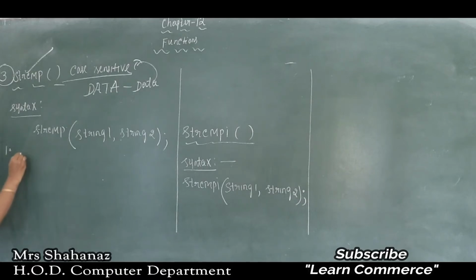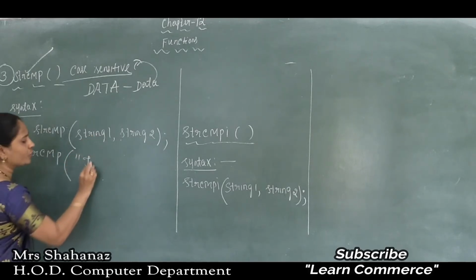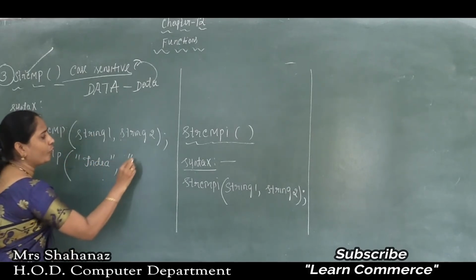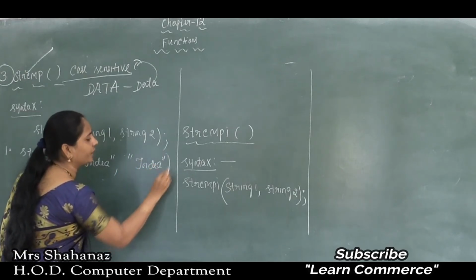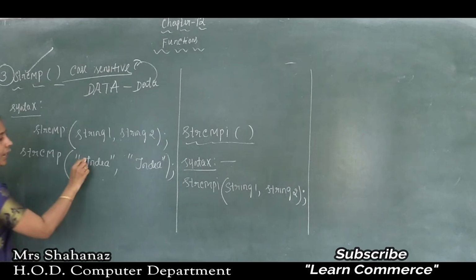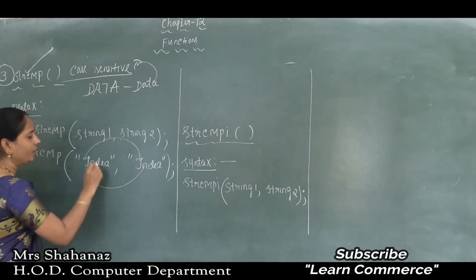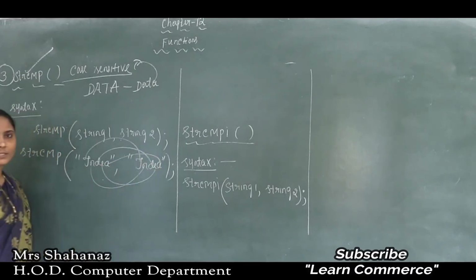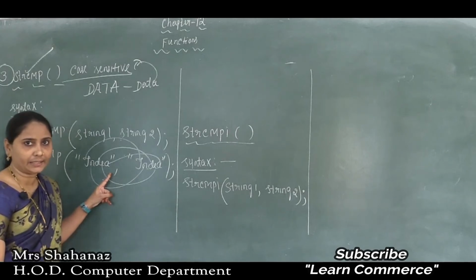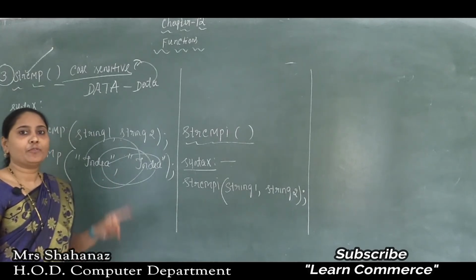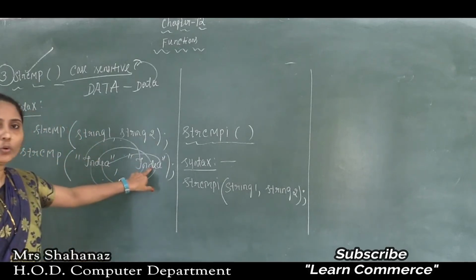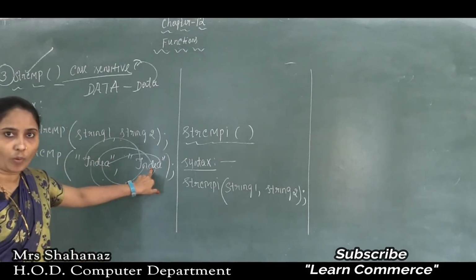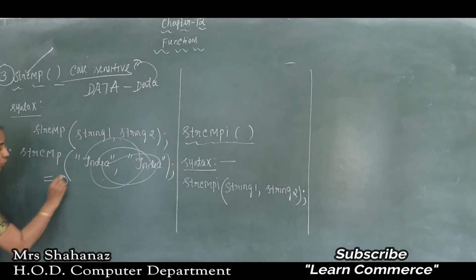Here is the first example, strcmp. For string 1 I am using small letter india, and for string 2 also small letter india. When you compare I, N, D, I, A, clear this point here? Whether any change is there in any letter? No. That means if string 1 is india and string 2 is also india, if both are equal, it returns 0. Clear this point here? It returns 0.